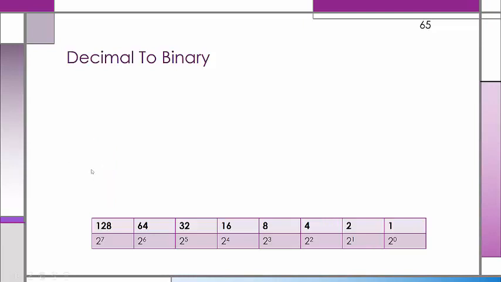And so we're going to just place a 0 in that column, in that placeholder, and we'll go to the next column. And the next column is 64. And we ask ourselves, does 64 go into 65? Well, yeah, it does, doesn't it? So it goes in once, and that gives us one remainder. So I also put that up here for reference. 65 minus 64, we have 1.